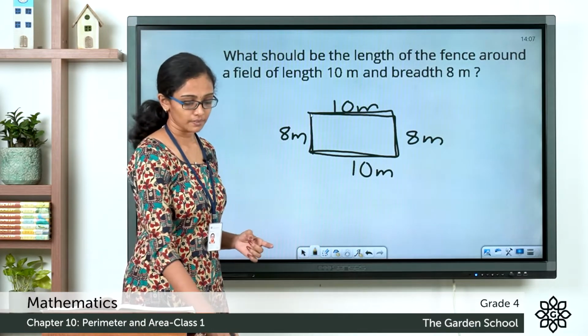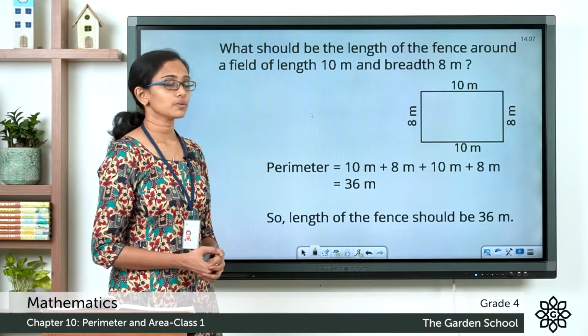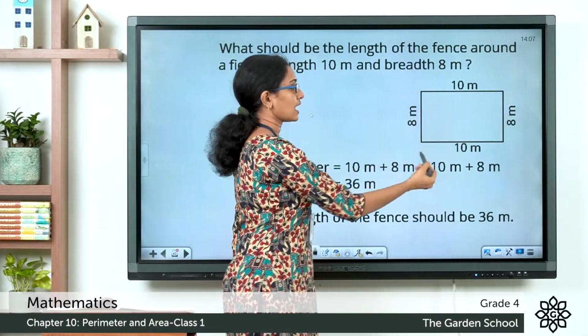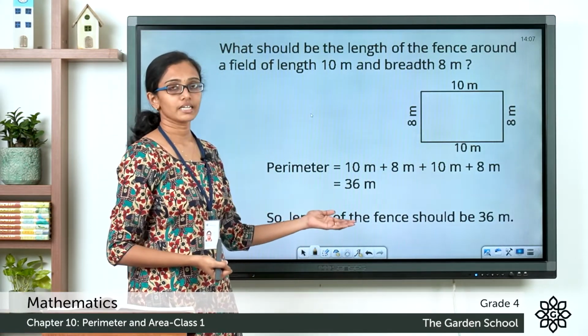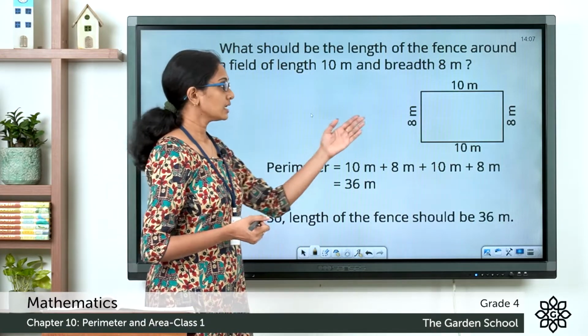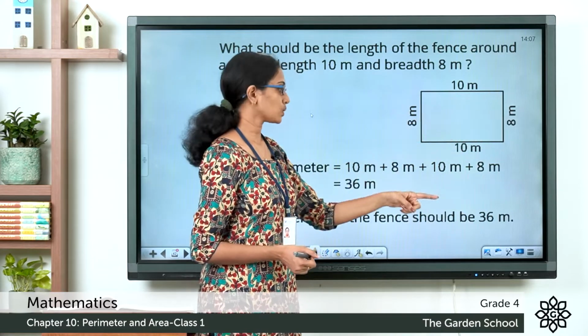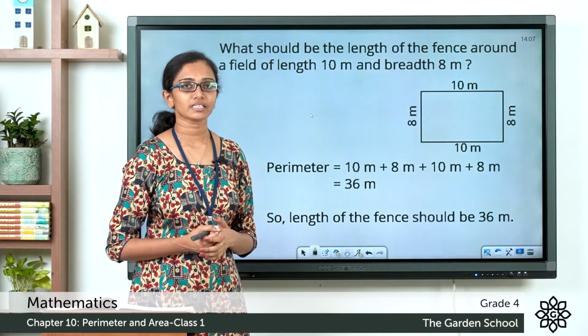So let's find the perimeter with proper steps. The perimeter will be equal to 10 plus 8 plus 10 plus 8, the sum of the lengths of its sides. So what is it? It is equal to 36 meter. So the length of the fence, or the perimeter of this field, is 36 meter. I hope this question is clear to you.